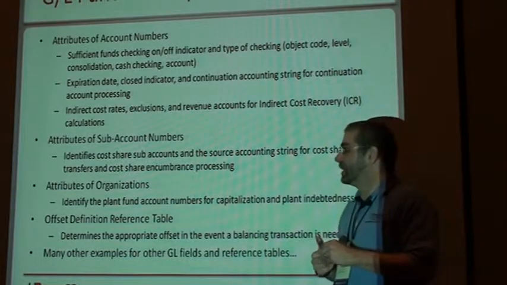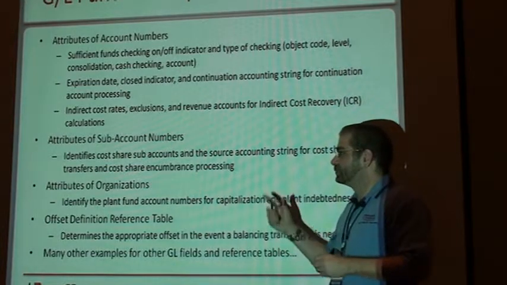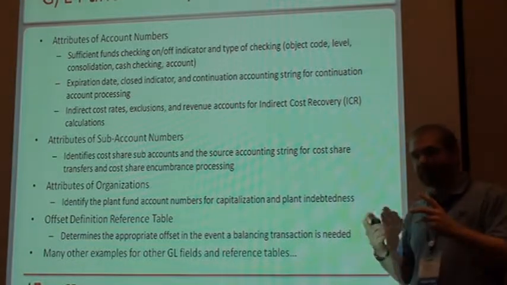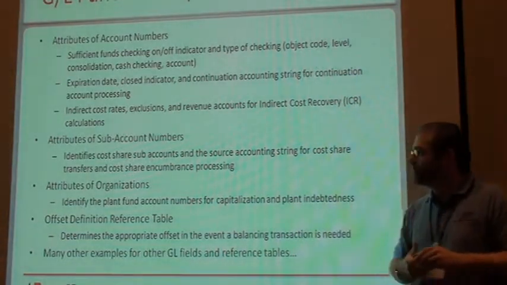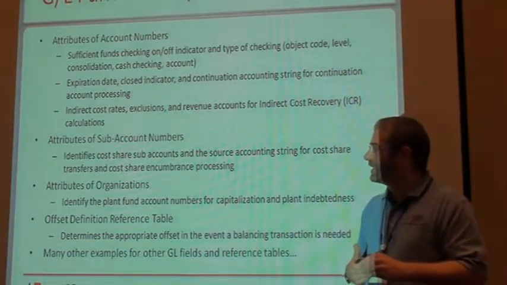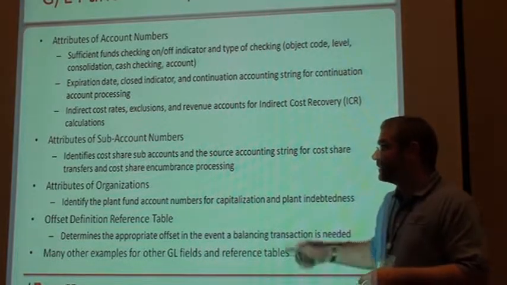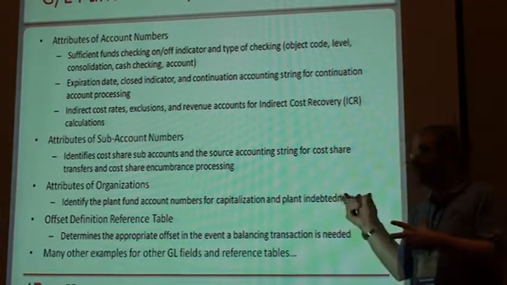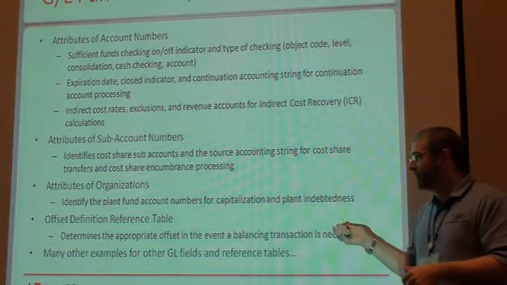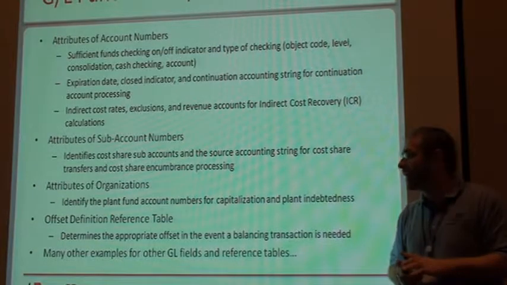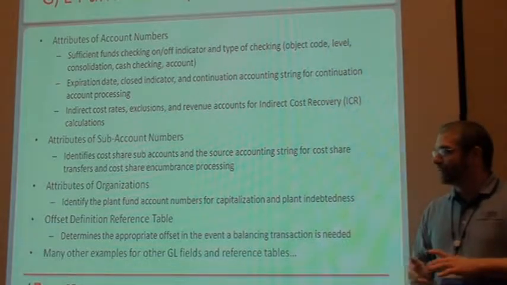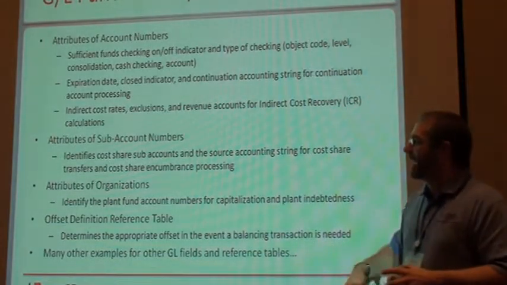Sub-accounts, Vince talked some about sub-accounts, and primarily for general ledger processing, they tie back to cost share, where we have that thing where you can create a cost share sub-account, tie it to a source account that's really going to pay for the cost share, and the scrubber will create the correct entries behind the scenes. Attributes of organizations that get pulled in during GL processing, the plant fund account numbers on organizations that Bill mentioned when he was showing the organization document for capitalization and plant indebtedness. So the GL is looking at lots of different attributes of your chart.